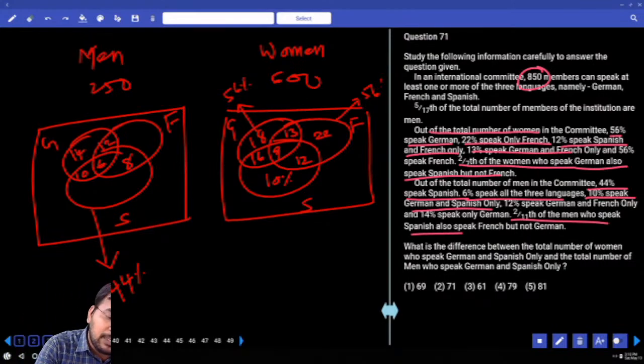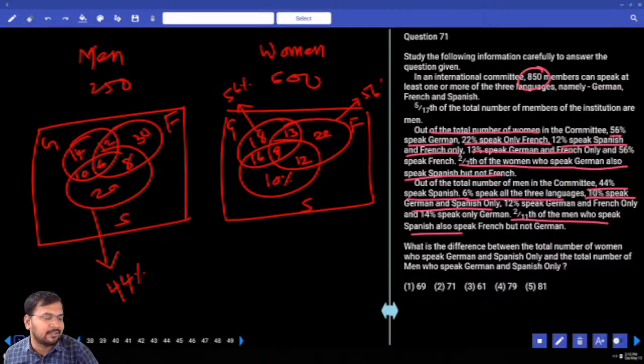Now if you add 10 and 6, that is 16. 16 plus 8 is 24. If you subtract 24 from 44, you get 20. This entire value is 100. If you add all these values and subtract from 100, you will get only French. Now this is 44, 48, 58, 60, 70, and 10 more, 30. Now if you add all, you will get 100.